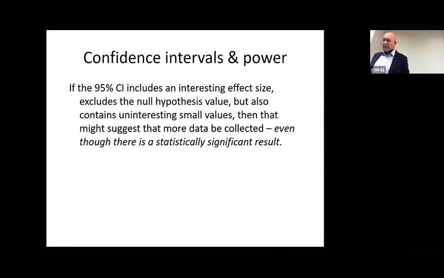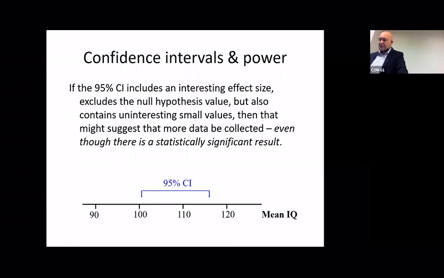Okay, so if the 95% confidence interval includes an interesting effect size and excludes the null hypothesis value, but also contains uninteresting small values, then that might suggest that more data should be collected, even though there is a statistically significant result. This is actually pretty typical of a lot of studies that are published, okay? They say, well, our mean is pretty good. It's near 110 and it's statistically significant.